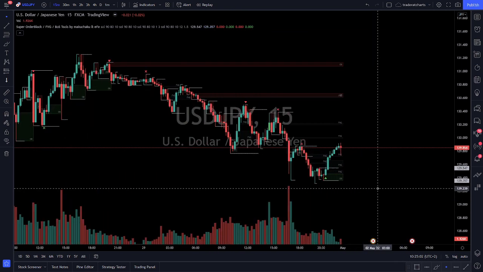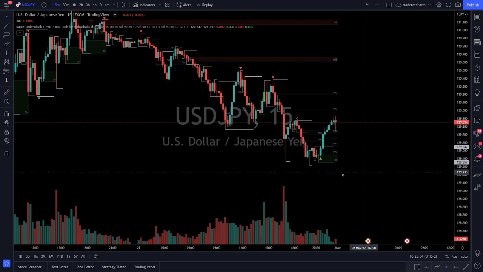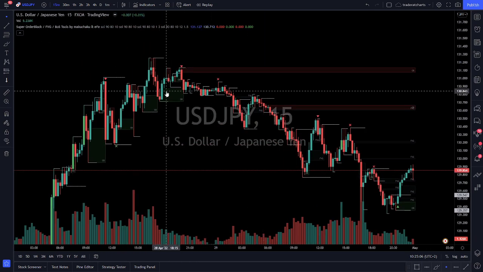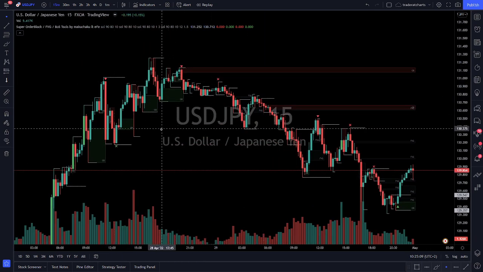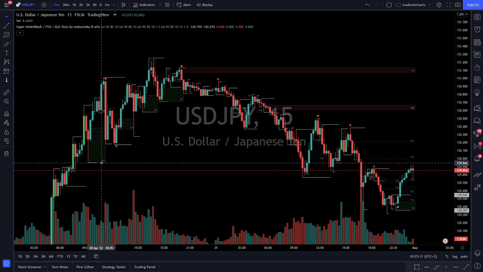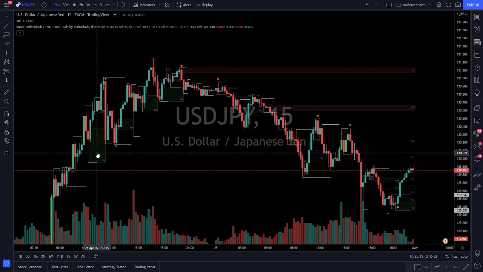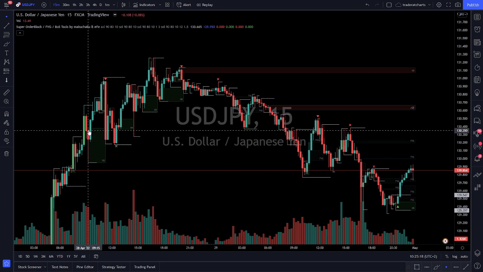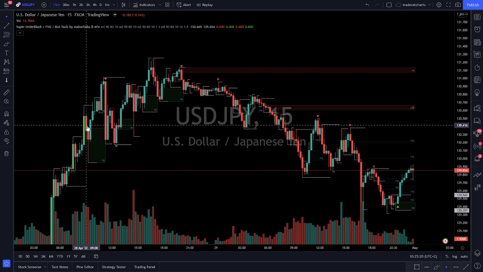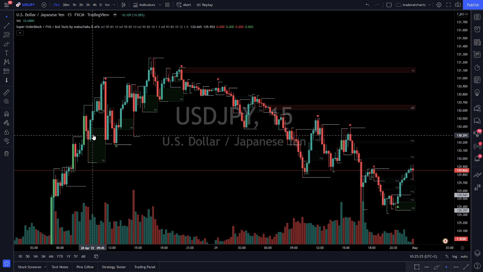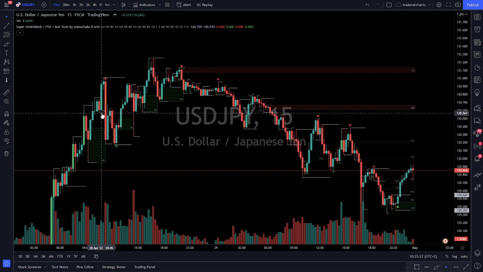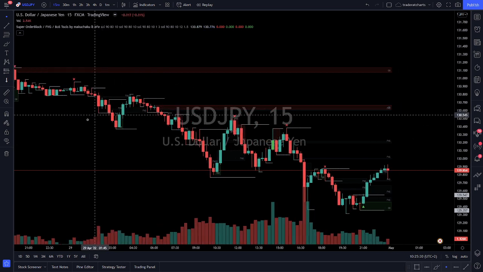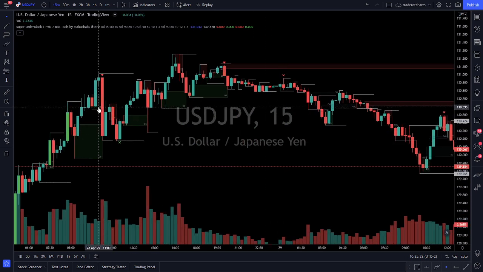If we look at this, we start from here. We have an order block here, which means that the candle closed above here. So we have a buy signal here, and here we also have an OB. It's a buy signal, a rising price.